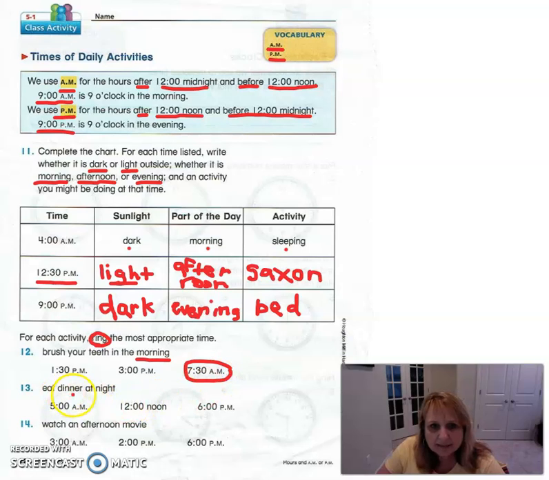All right, eat dinner at night. 5 o'clock AM, 12 o'clock noon, or 6 o'clock PM. Would you draw a circle around the correct answer? Yes, 6 o'clock PM would be the correct answer for that.